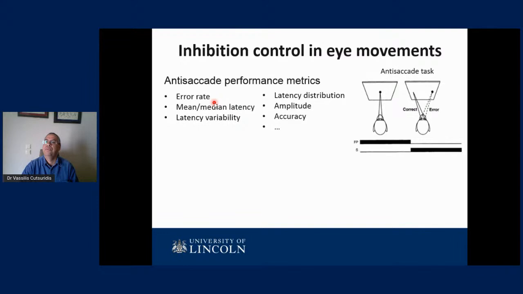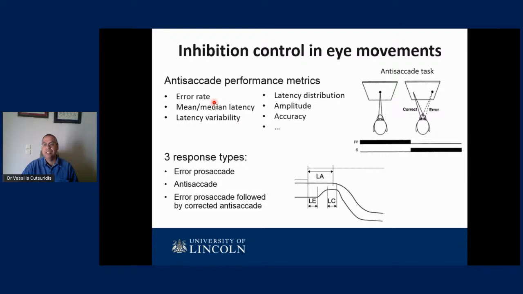Now, during this anti-saccade task, what scientists observe is that the participants generate three response types. In a single trial, a participant can generate a reflexive eye movement, the error prosaccade towards the stimulus, or in another trial generate the correct anti-saccade, moving the eyes in the opposite direction, or during another trial, they do an error prosaccade followed by a corrected anti-saccade. And those error prosaccades, anti-saccades, and corrected anti-saccades are three different eye movements generated by different mechanisms in the brain.